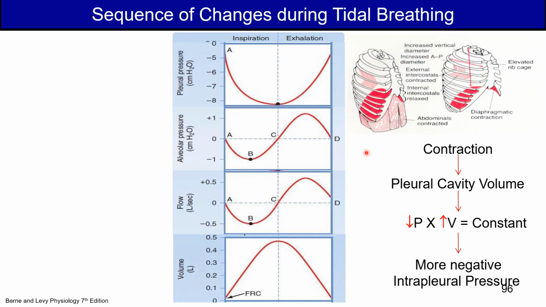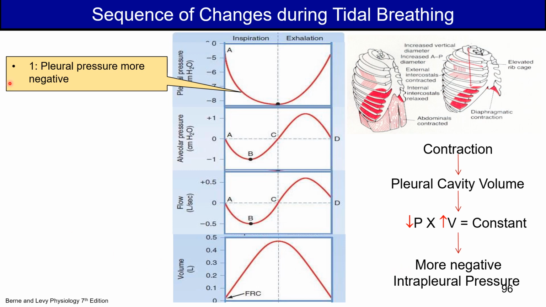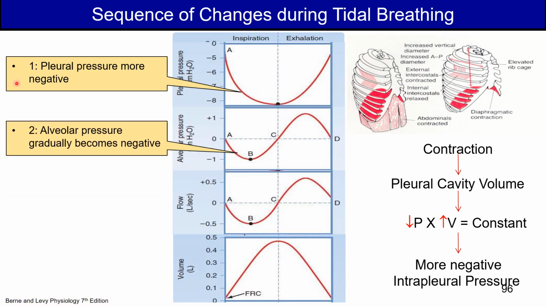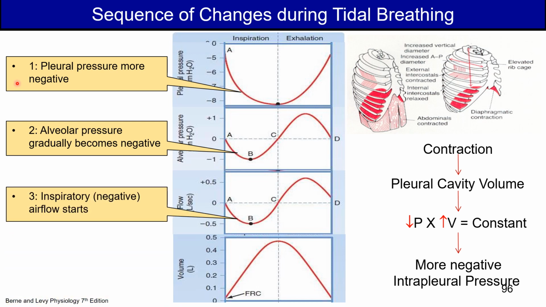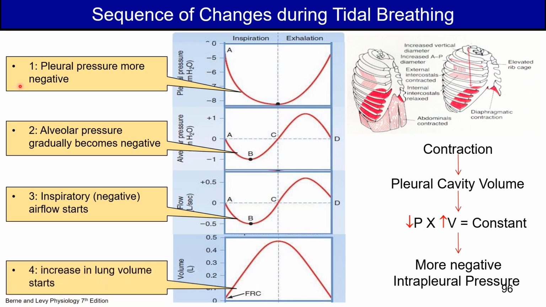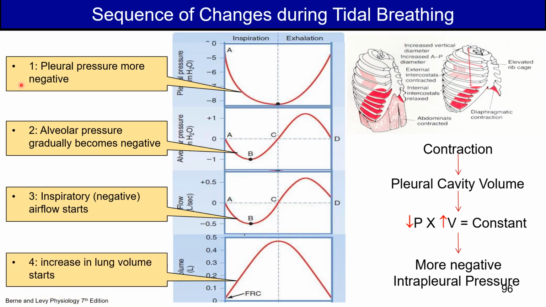Now, during inspiration, the inspiratory muscle is going to contract. This is going to increase the pleural cavity volume. The increase in pleural cavity volume is going to decrease the intrapleural pressure, making it more negative. This is transmitted to the alveolar pressure. It gradually becomes negative, and this will cause an inspiratory flow of air. This is going to increase the lung volume.